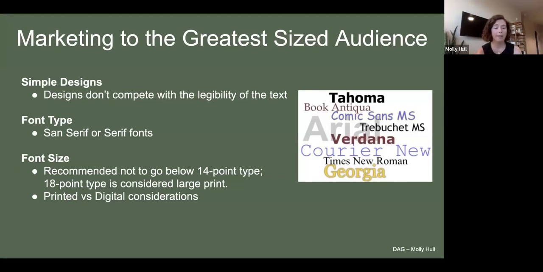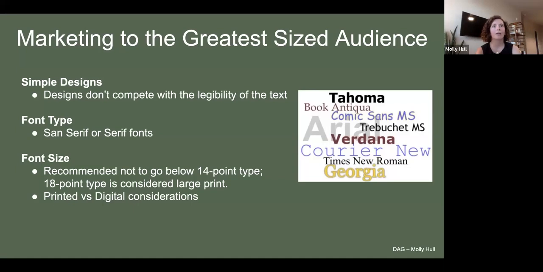But if you have the budget, there are things like dyslexia fonts, which you can also purchase to further promote legibility. Font size. It's recommended not to go below a 14 or 12 to 14 point type. 18 is considered large print.